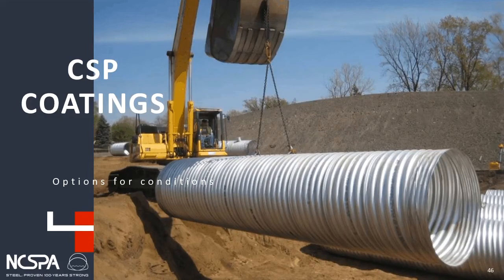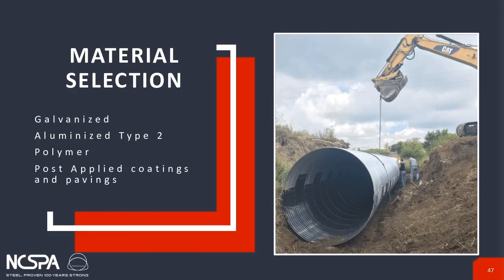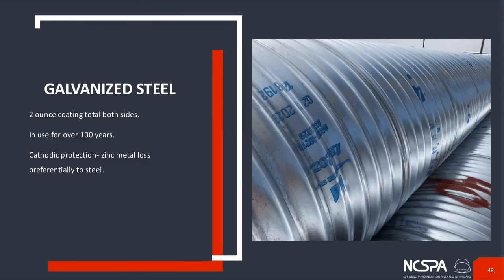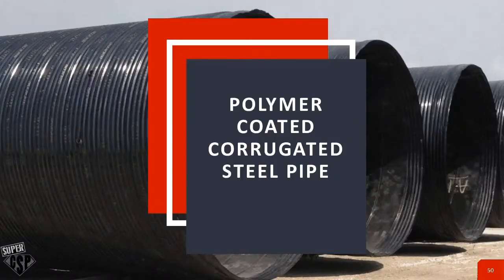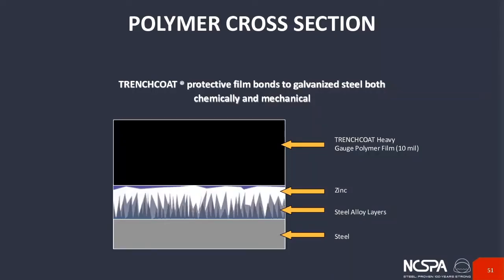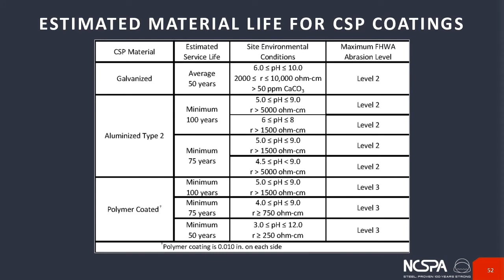We touched on coatings last week, so just a quick recap. There are three primary post-applied coatings: galvanized, aluminized, and polymer. At the end of the day, when we're doing structural calculations, the coating does not matter. Everything that we're presenting to you today is coating independent. This all applies whether it's galvanized, aluminized, polymer, or asphalt coating. The only thing those drive, as we talked about last week, is the material's life dependent on the environment. So just to make that clear for everyone.